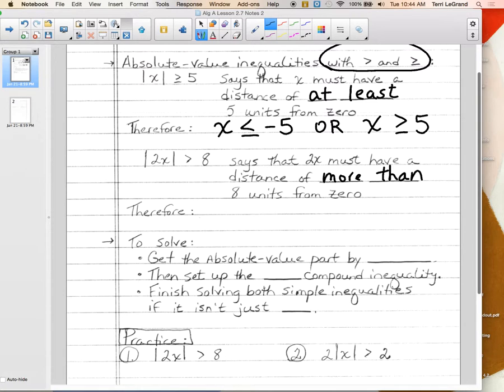So see if you can write a compound inequality that shows 2x being more than 8 units from 0. Go ahead and try that. Therefore, in that therefore spot. Therefore, how would you show 2x being more than 8 units from 0?